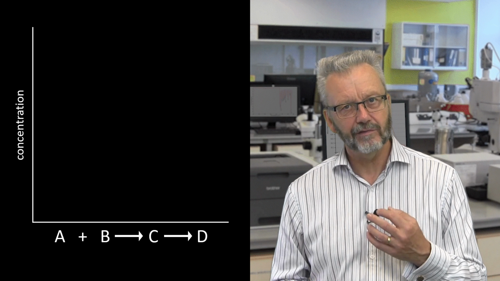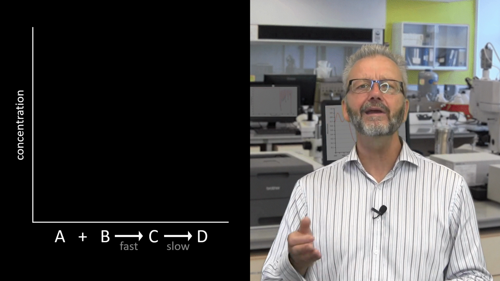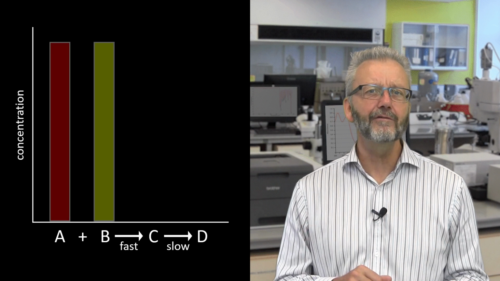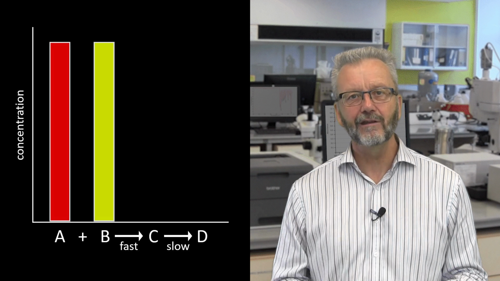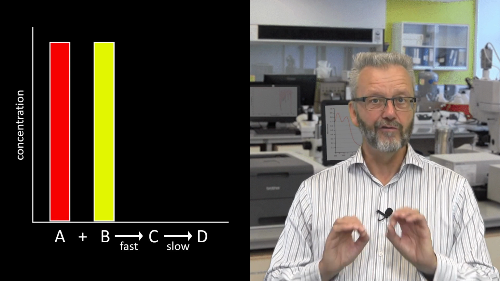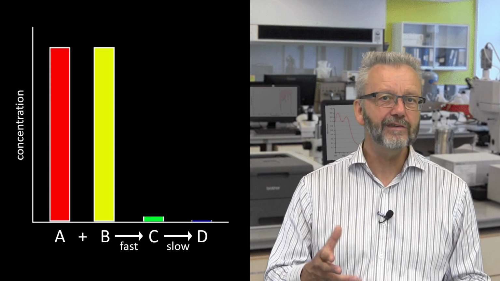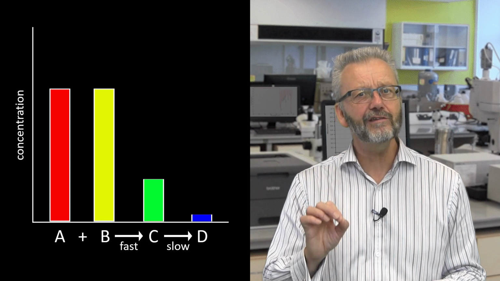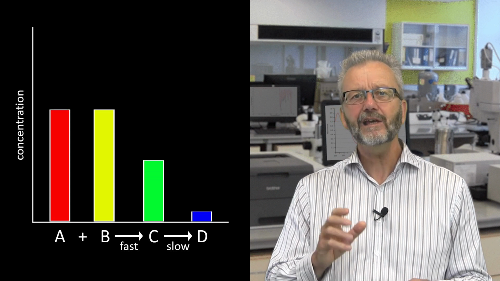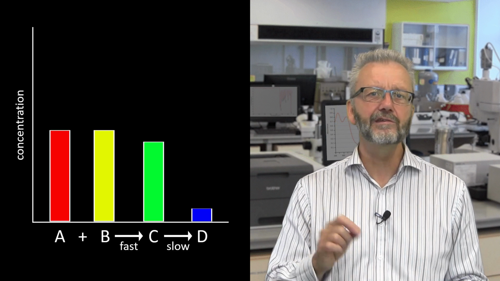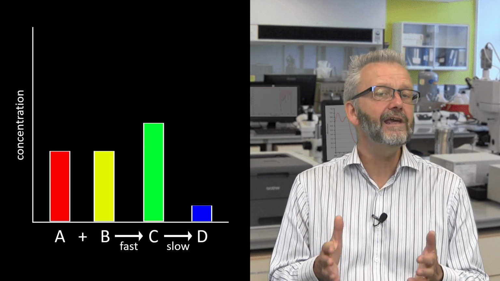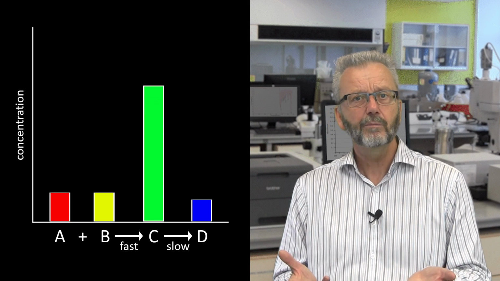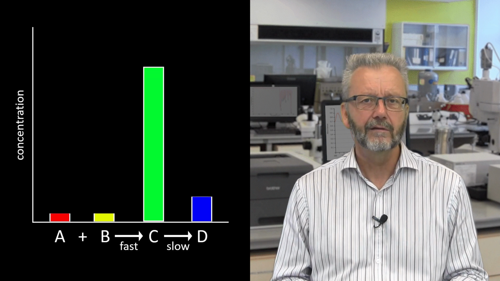First up, the A plus B step is fast and C becoming D is slow. At the very start of the reaction, A and B are at their initial concentrations. There's no C and no D. As the reaction proceeds, C is produced and so is D. But since that first step is faster than the second, C is produced faster than it becomes D. And so the concentration of C rises rapidly. D is being produced since C exists, but too slowly to prevent the build-up of C.